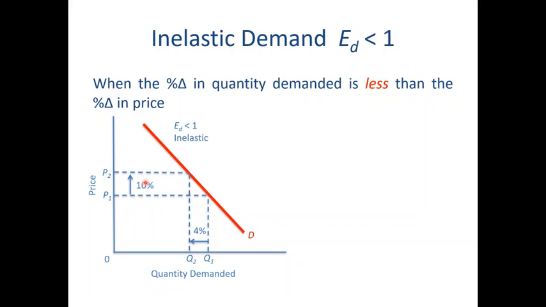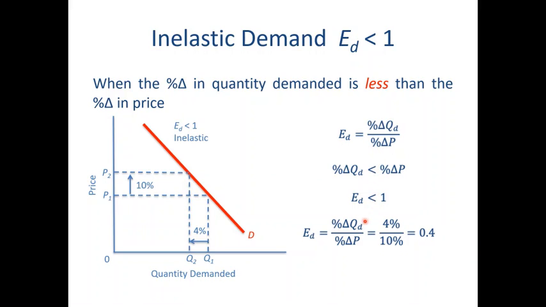In a graphic form, we see that for a 10% increase in price, there's a 4% decrease in quantity demanded. That is less than the increase in price. So here, if we calculate it, we notice that the numerator, which is percentage change in quantity demanded, is less than the denominator, which is percentage change in price. So the answer for elasticity of demand would be 0.4, which is less than 1. Here we say that demand is inelastic. If we draw it graphically, we notice that although the demand curve is sloping downwards, it's slightly vertical, reflecting the fact that when the price increases, quantity demanded decreases by less.